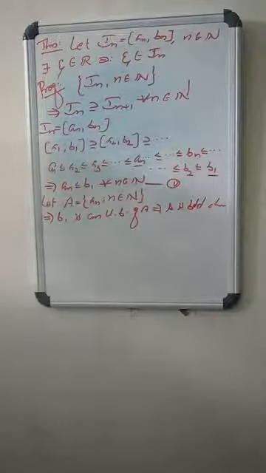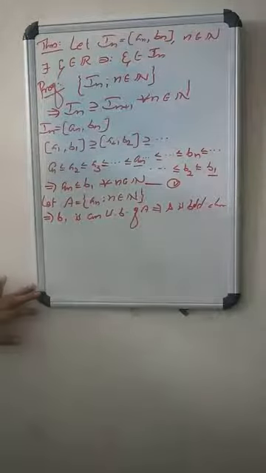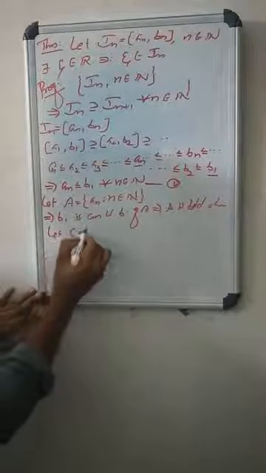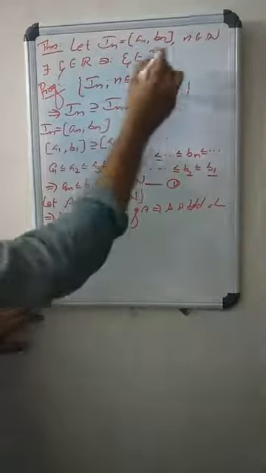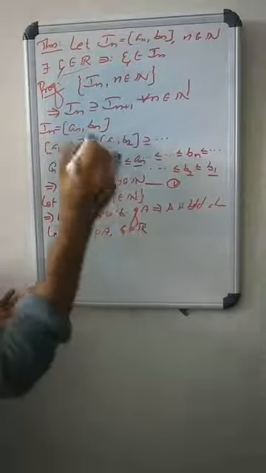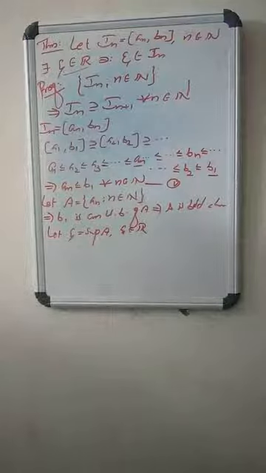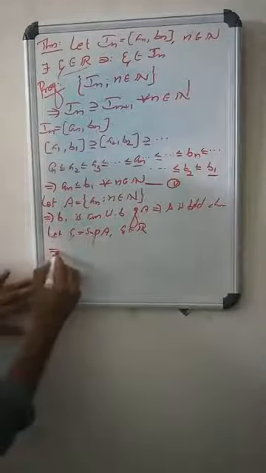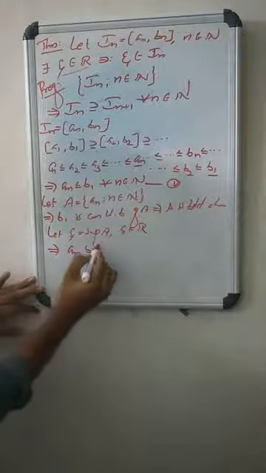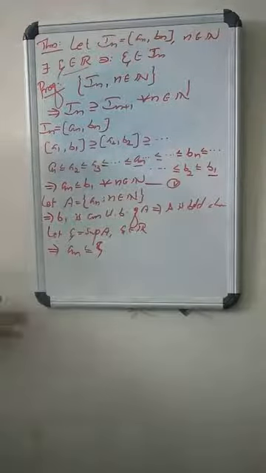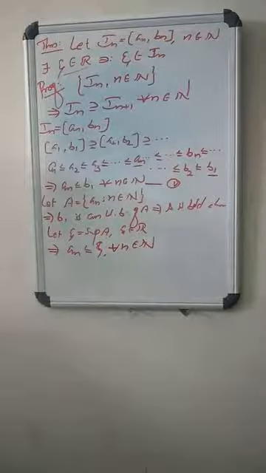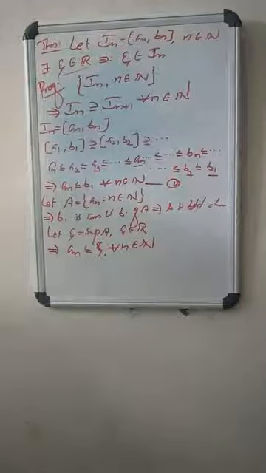So by the completeness property, or supremum property, A has a supremum. Let theta equal the supremum of A, where theta is a real number. Theta equals supremum A means that for the set A of all an, we have an ≤ theta for all n in N.